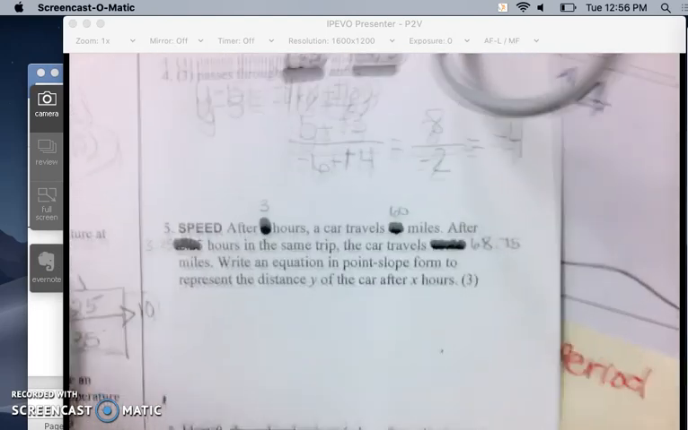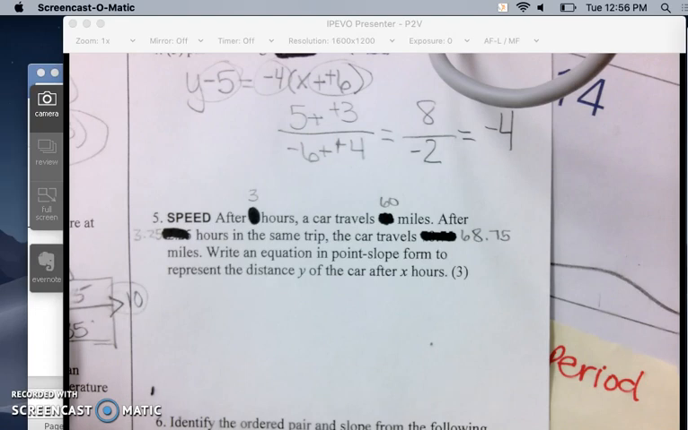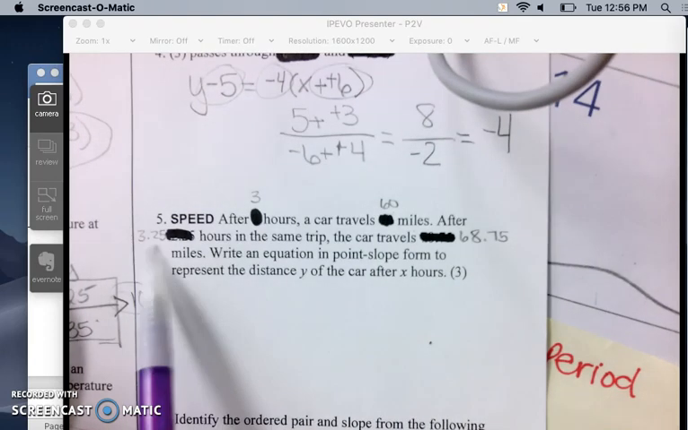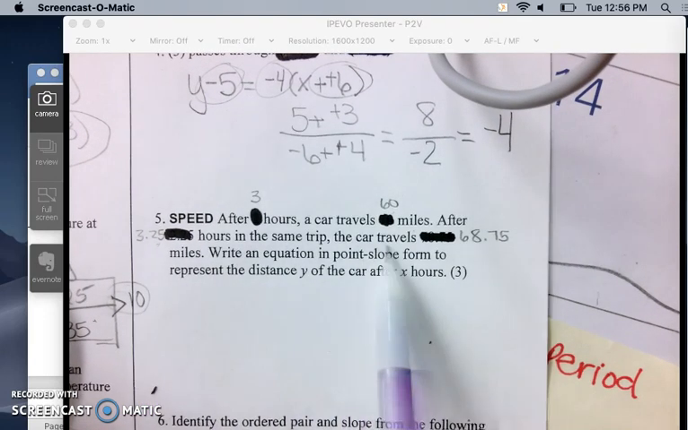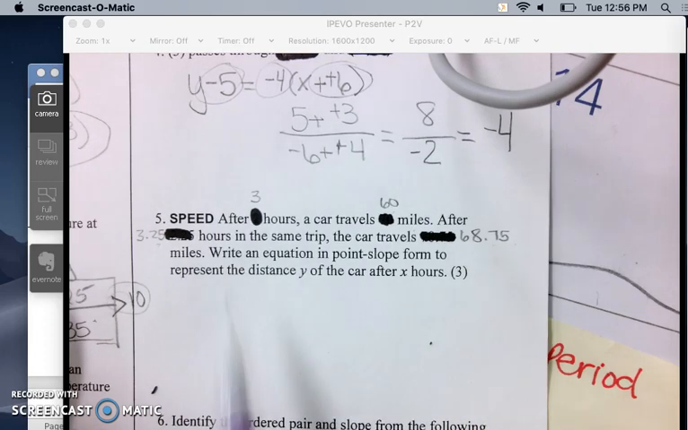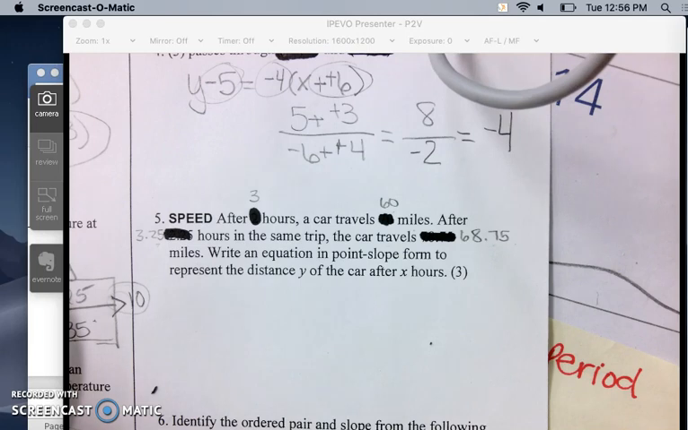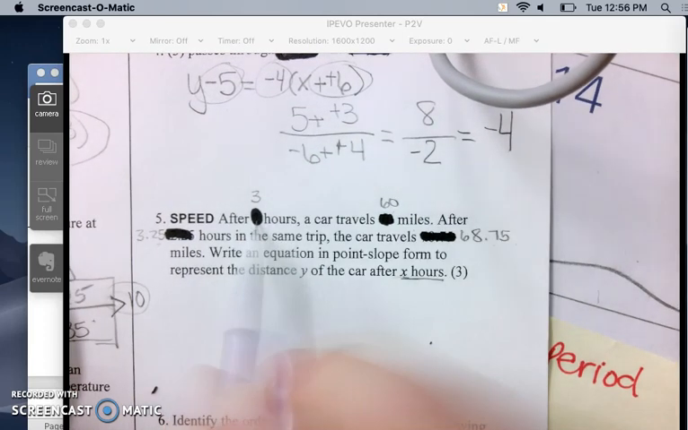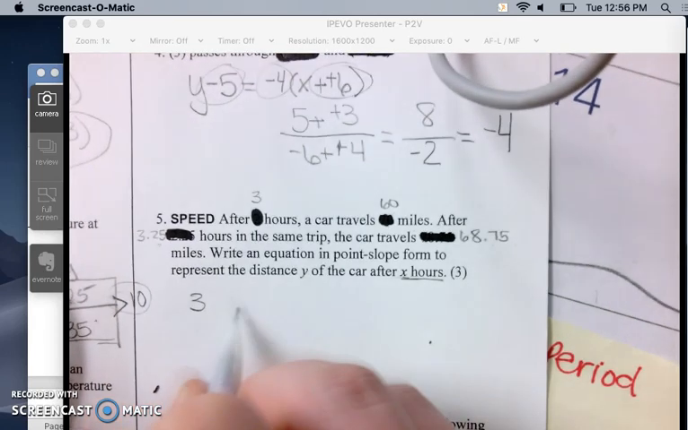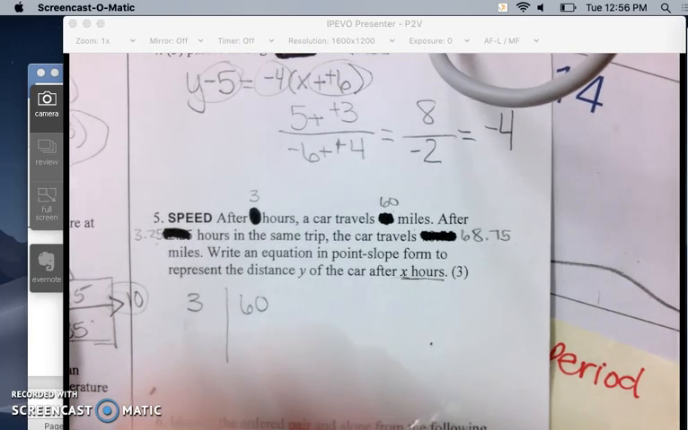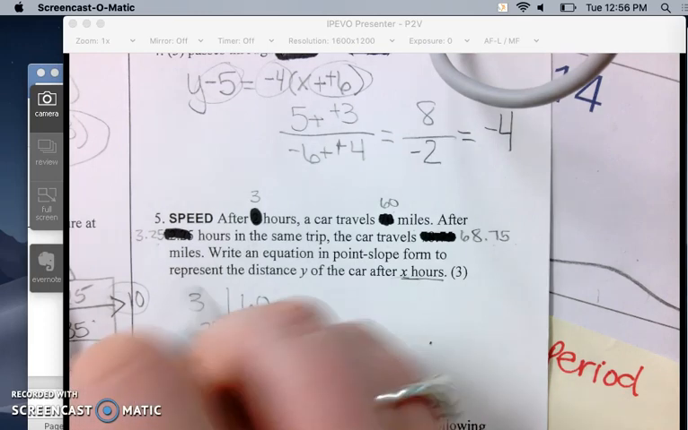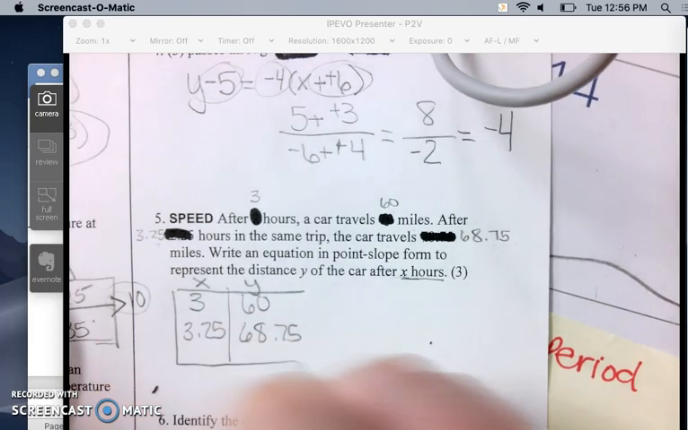Okay, next one is our word problem. After 3 hours, a car travels 60 miles. After 3.25 hours in the same trip, the car travels 68.75 miles. So write an equation in point slope form to represent the distance y of the car after x hours. So x represents the hours. If you made a table, 3 hours, 60 miles, 3.25 hours, 68.75 miles. We could make that table, right? Correct?